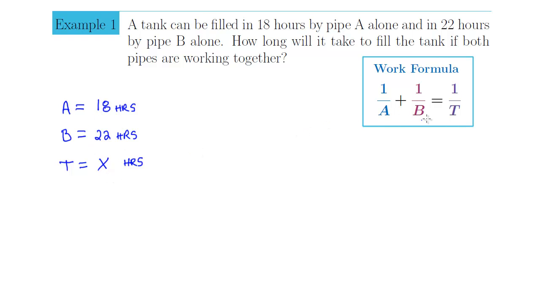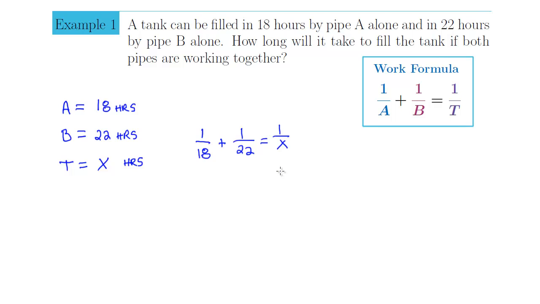Substituting these into our work formula gives us the following equation. One over 18 plus 1 over 22 equals 1 over X. This is the rational equation that we can use to solve this work problem. Now, how do we solve rational equations?